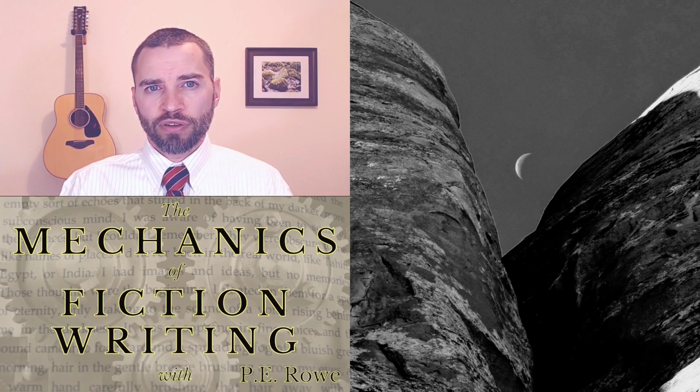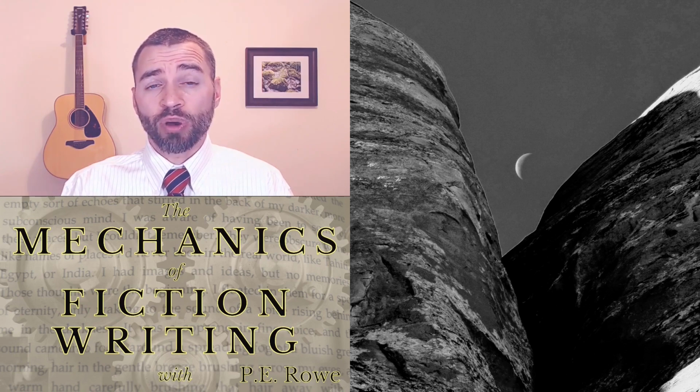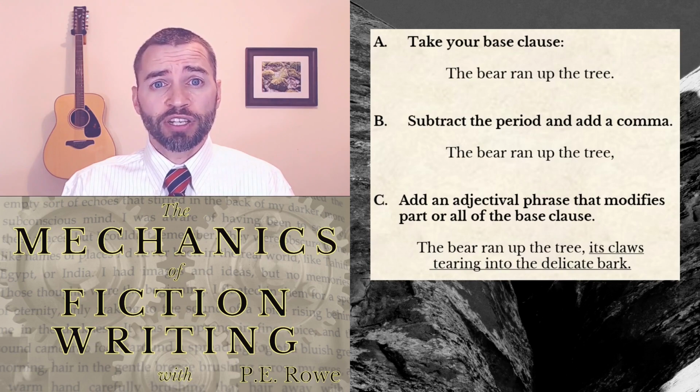Stringing modifiers together. You should probably be able to guess where this is going next. We've seen how adding single modifying phrases to a base clause works. Now we're going to string them together to add more detail. It works the same way as the initial rules. Remember from earlier that the basic form for adding loose modifiers is simple. A, take your base clause, the bear ran up the tree. B, subtract the period and add a comma. C, add an adjectival phrase that modifies part or all of the base clause. The bear ran up the tree, its claws tearing into the delicate bark.